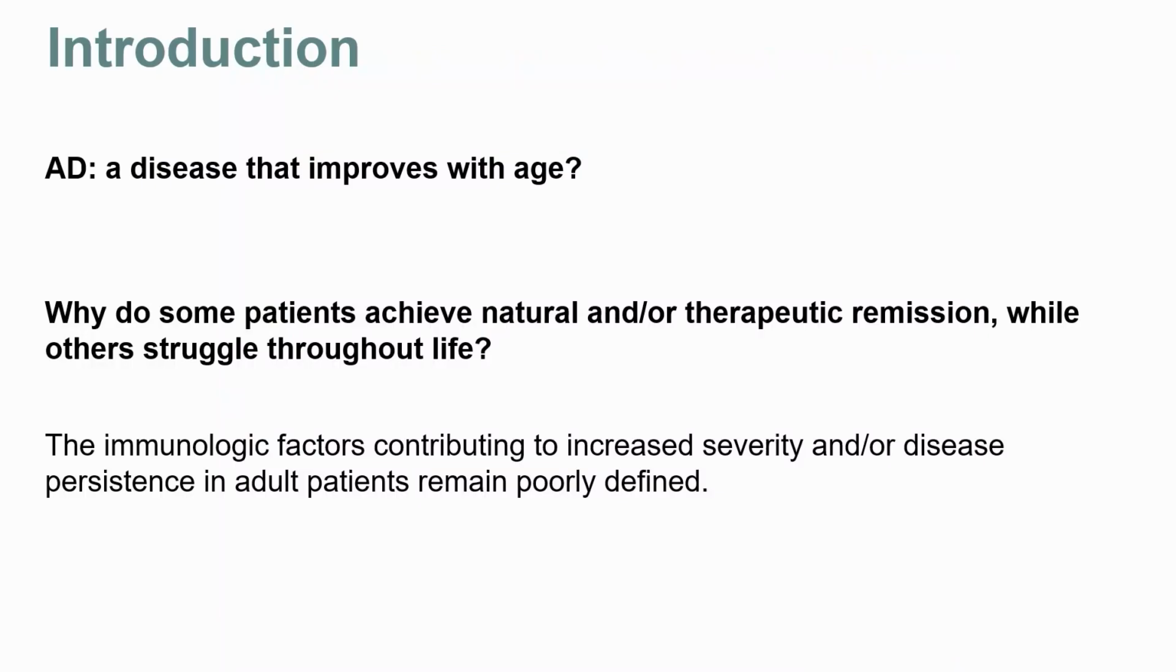So in this talk, we're talking about this as an adult disease, wondering about this being a disease that should improve with age, and wondering why some patients do not. Why do some people improve, and why do others persist and struggle throughout their life, suffering from the itch and burden on sleep and mental health, and the immunologic factors that contribute to that increased severity and disease persistence across a lifespan.